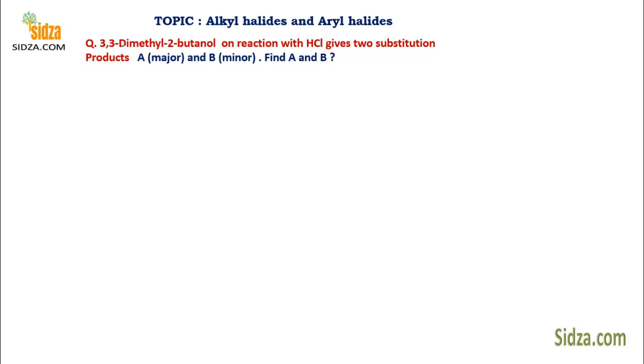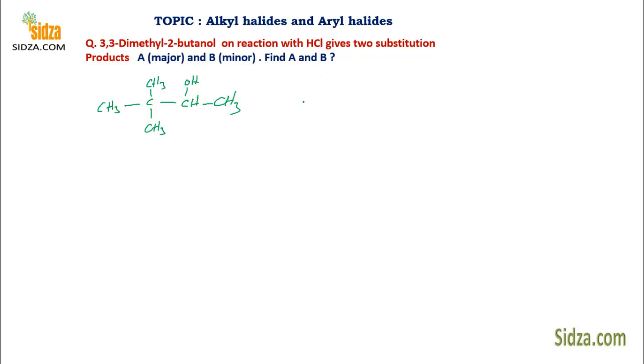In the reaction of 3,3-dimethyl-2-butanol with hydrochloric acid, you get two products, A and B. We have to find the two products. So again, this is a nucleophilic substitution reaction. Let's write down the structure first. It is 3,3-dimethyl-2-butanol, which means you have CH3, C, and it also has three methyl groups attached to it, CHOH, and this is the CH3.